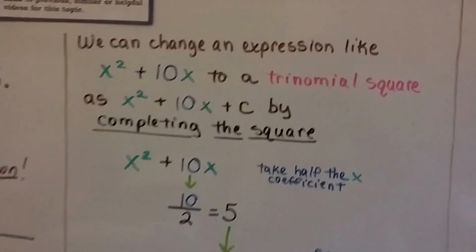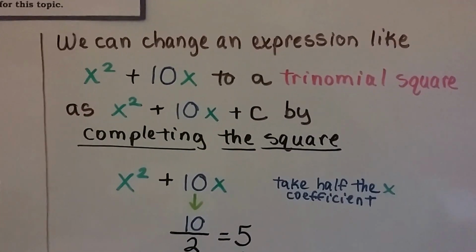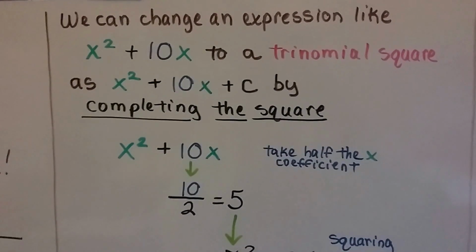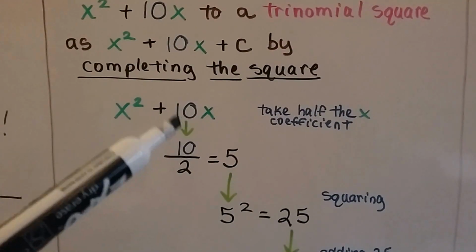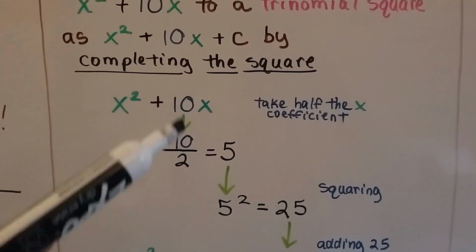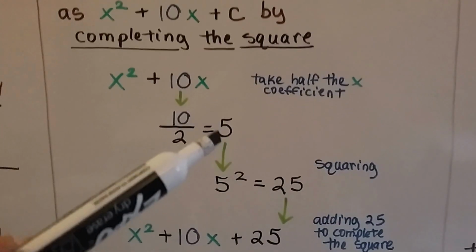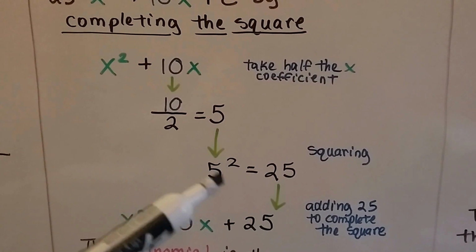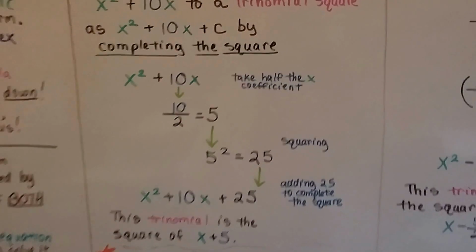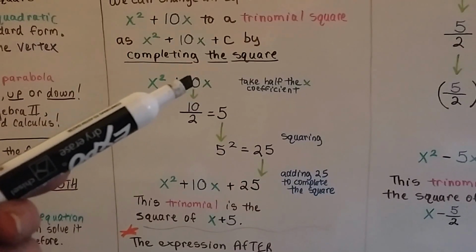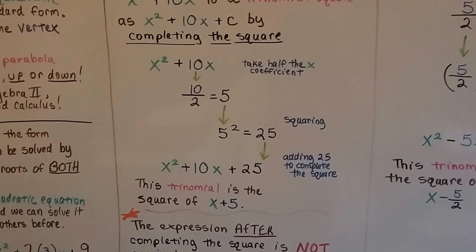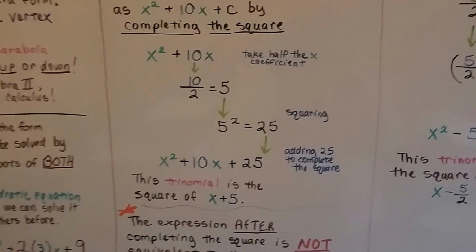We can change an expression like x squared plus 10x to a trinomial square. We can change it so that we've got the plus c at the back end of it and complete the square. We take half of x's coefficient, not this one, where it's got 1x. We take half of its coefficient, so 10 divided by 2 is 5. We square it, 5 times 5, which is 25, and we add it onto the back. Isn't that easy? That is so easy. You take this middle x coefficient, you cut it in half, you square it, and add it to the back. And this trinomial is the square of (x + 5).